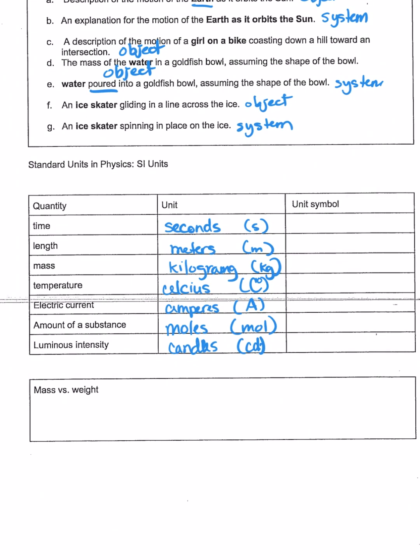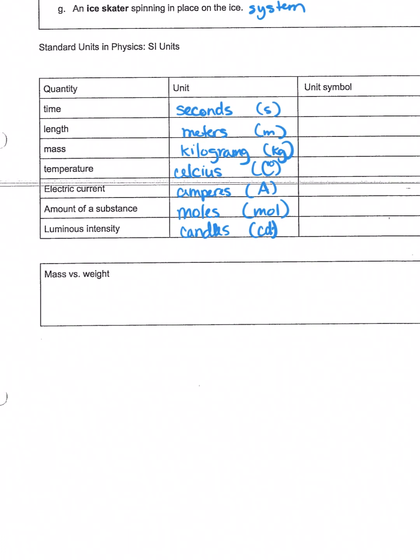Okay, mass versus weight. These are two very different things. Mass is simply how much of something there is. In other words, the amount of a material. Versus weight, which is how strongly... your weight is what you measure on the scale. Your mass never changes, but your weight can.